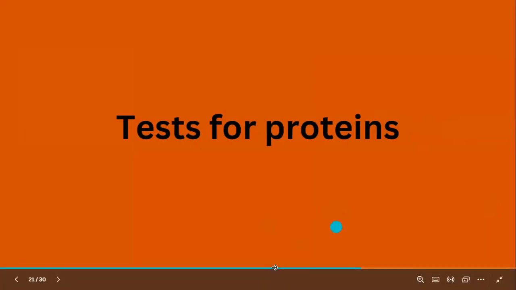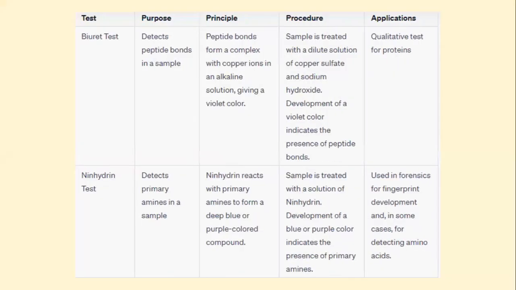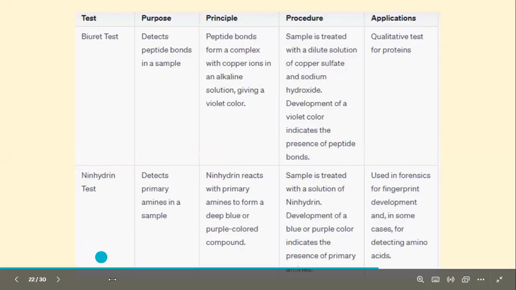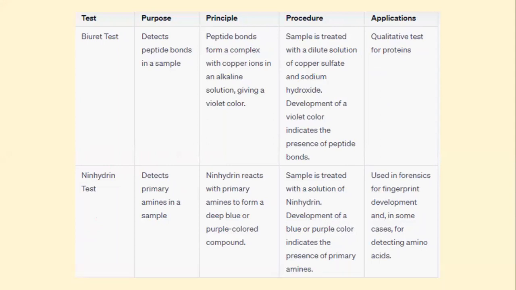Now coming to tests for proteins. The first test is called the biuret test. The biuret test detects peptide bonds in a sample. We know that proteins are made up of amino acids, and amino acids are put together in a chain, and in between amino acids there are certain bonds called peptide bonds.